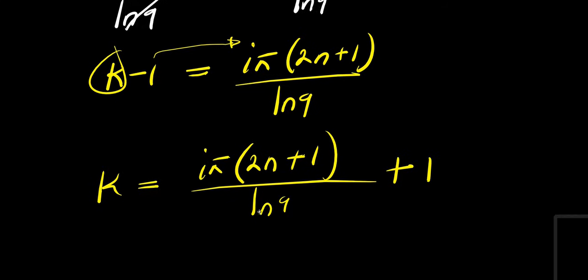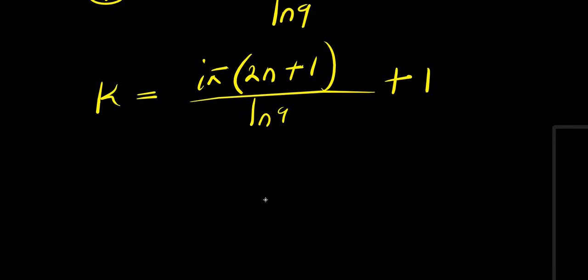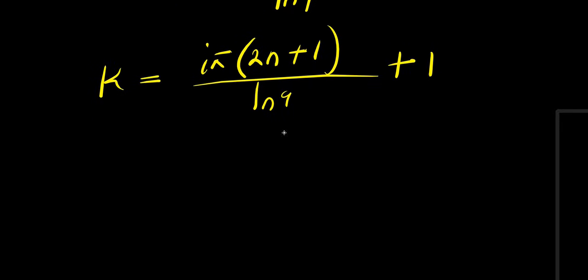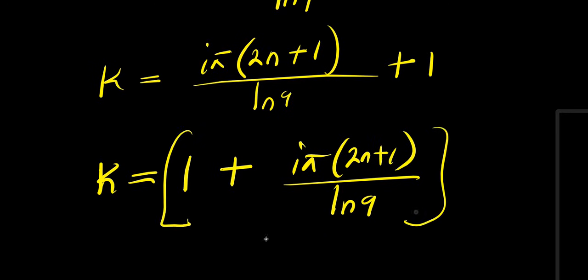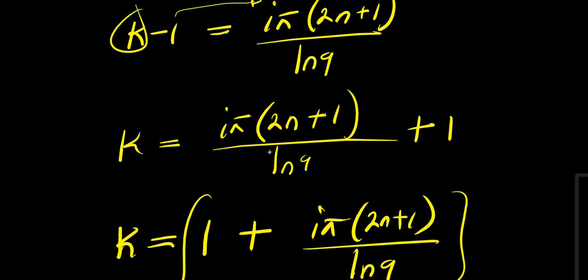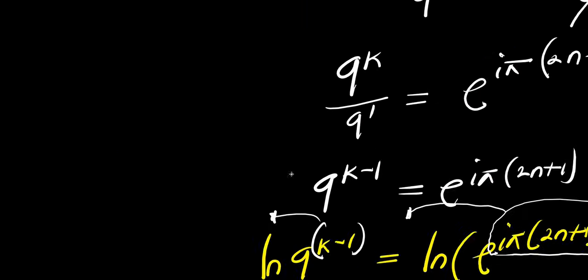So right now, what we are going to have is simply k equals 1 plus I times pi times 2n plus 1 divided by natural log of 9. This becomes our final answer for k. Now we can also solve this using this particular identity.